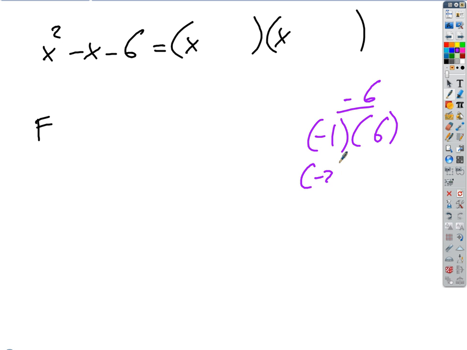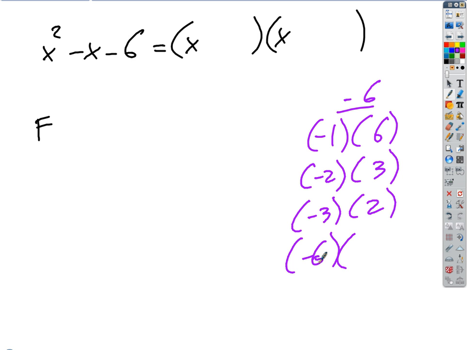Okay, I could do negative 2, positive 3. Negative 3, positive 2. Negative 6, positive 1. And that's really it, right? If it's not one of those possibilities, we'll just say it doesn't factor, and we'll call it quits. And there are other ways we can do this, it turns out, right? But factoring is the easiest if it works, you're going to find.